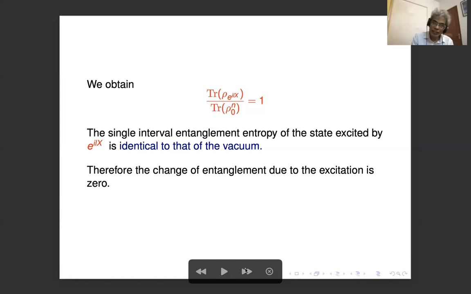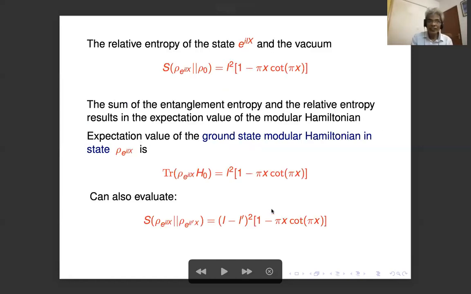Okay, so let me go ahead. Actually you can do this thing for the relative entropy. And if you do this, you will get the relative entropy between rho e to the iX and the vacuum, this particular function.